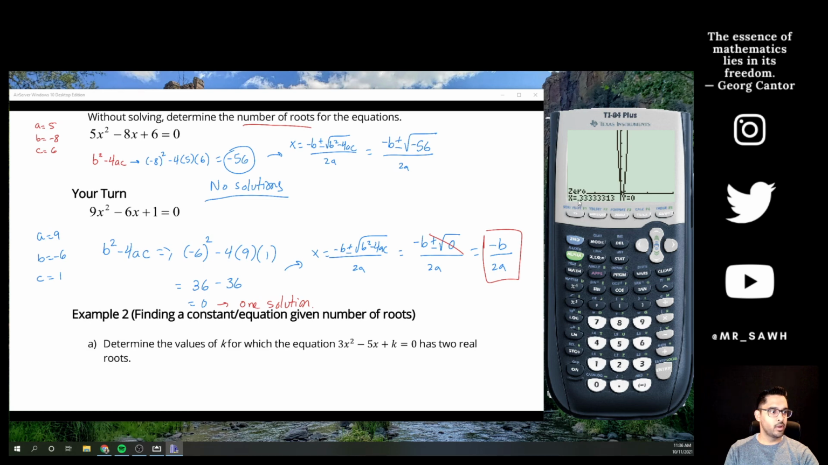There it is. So positive 1/3. Right? If I took those two numbers, b and a, and divided them, that's where I got that from.